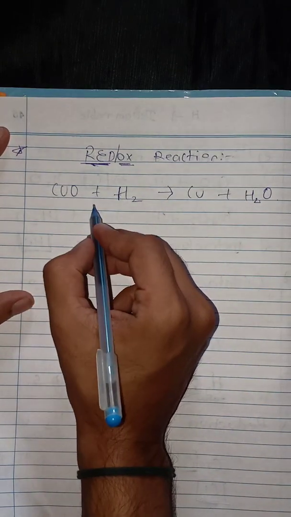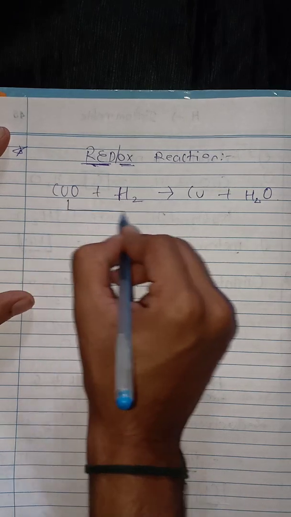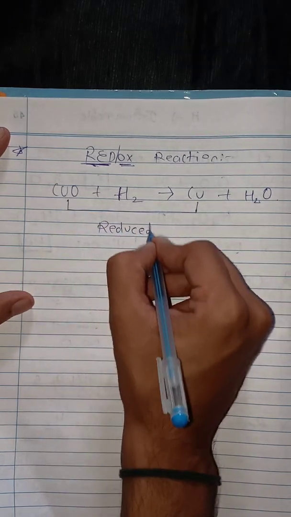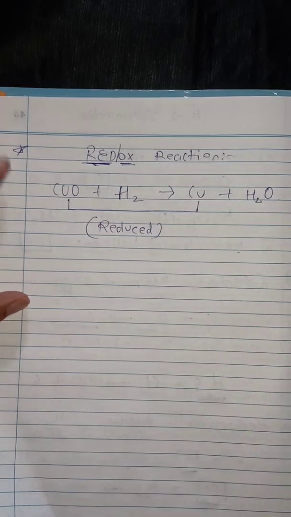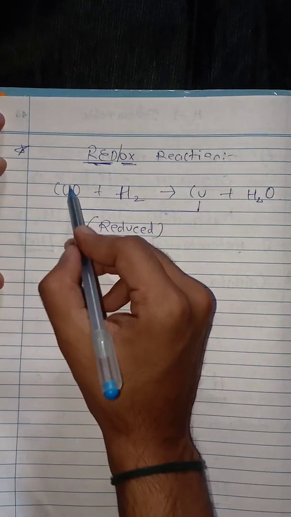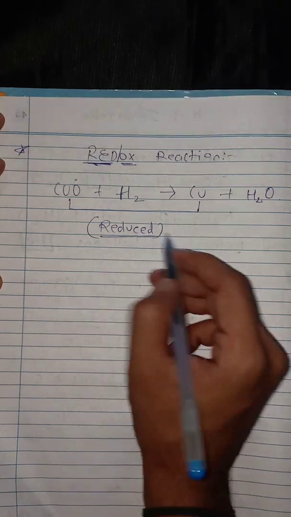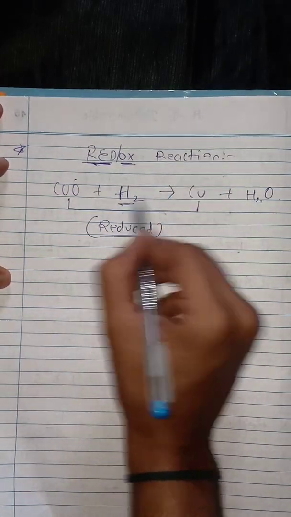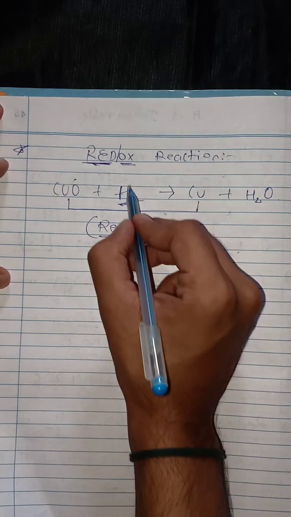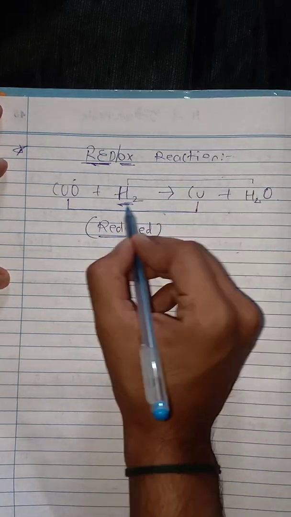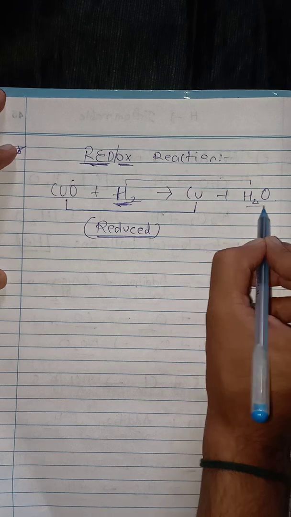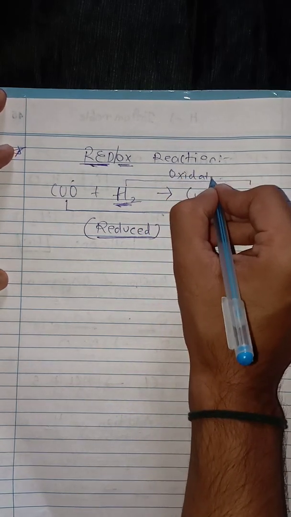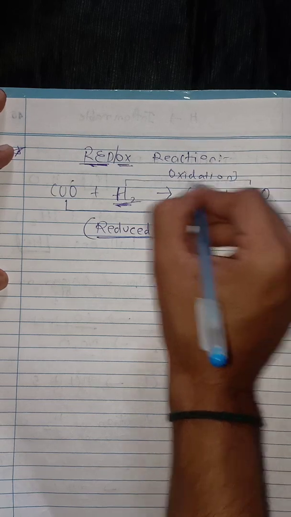If you notice, copper oxide became copper, so it got reduced. Okay, what was the concept? Removal of oxygen means reduction. Okay, reduced means reduction happened. Addition of oxygen means what? Oxidation. This was hydrogen and it got oxidized to form water. So they have gone under oxidation state.